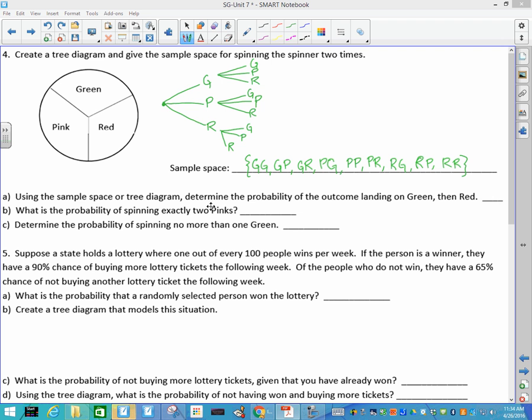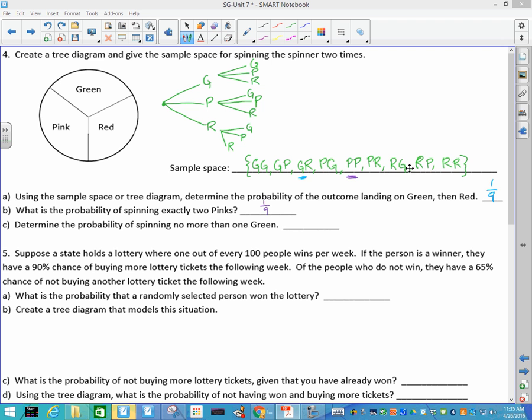Using the sample space or the tree diagram, determine the probability of the outcome landing on green and then red. Okay? Green and then red. There's only one right there. 1 out of a total of 9 outcomes, so that makes it 1 out of 9. What's the probability of spinning exactly 2 pinks? There's only one outcome that has 2 pinks. So again, it's 1/9.